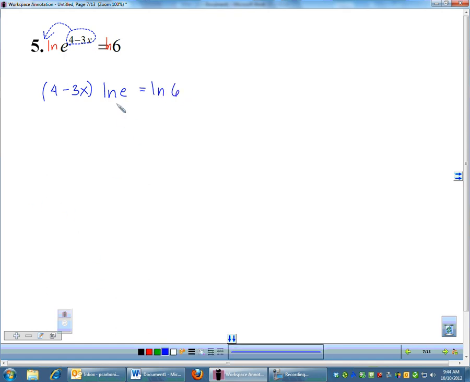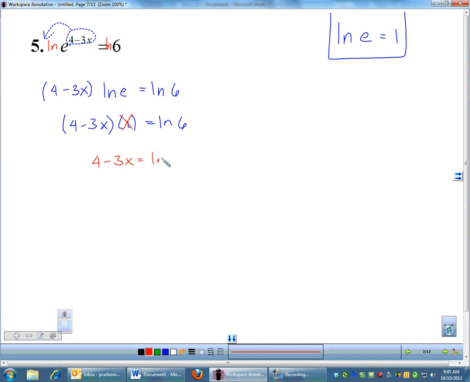And then here's a little trick. Not really a trick, but one of the properties of logs, ln of e is equal to 1. If you don't believe me, you can work that out and see for yourself. But since ln of e is equal to 1, this is saying 4 minus 3x times 1. And if you multiply by 1, it doesn't really change the equation. So this 1 is not needed. That ln of e just kind of goes away. And so now I've got 4 minus 3x equals the ln of 6.